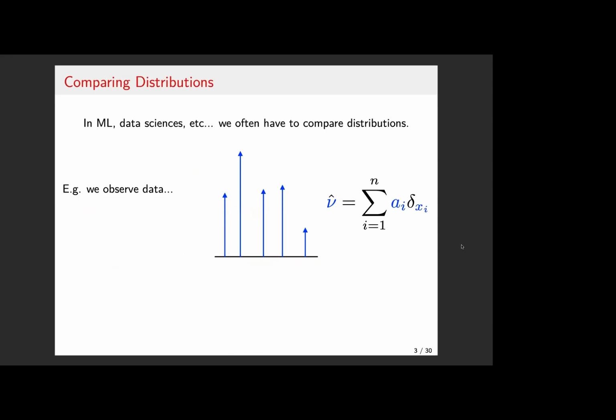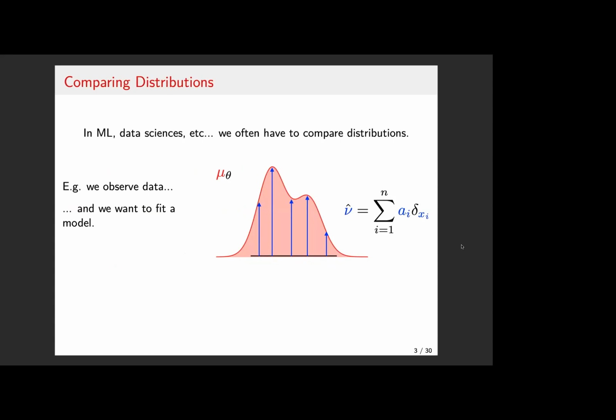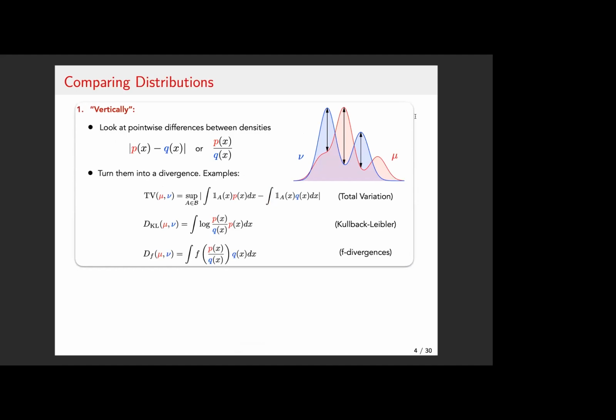So you know very well that in machine learning or data science, we often have to compare distributions. Okay, so in a typical setting, we might observe some data, which comes under the form of a discrete distribution, for instance, and we would like to fit a model over it, okay? And so we must find a way to compare the distributions to tell whether our parametric model is a good fit for discrete data or not. And so there are several ways of comparing distributions. So I'm going to argue that there are essentially two ways of comparing distributions.